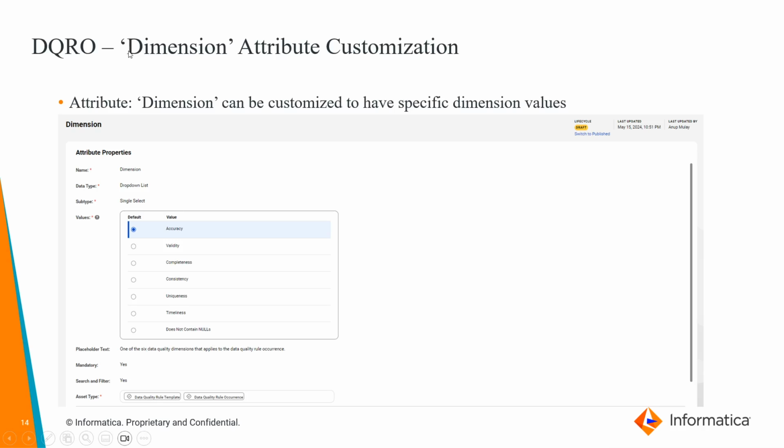Now let's take a look at another attribute, which is a dimension attribute, and this dimension attribute will generally be used with the assets data quality rule template and data quality rule occurrence. Generally we have accuracy, validity, completeness, consistency, uniqueness, but from the April release you can provide your own set of values for the specific operation that this DQ rule is trying to do. Say if the DQ rule is trying to find out whether this particular column contains nulls or does not contain nulls.